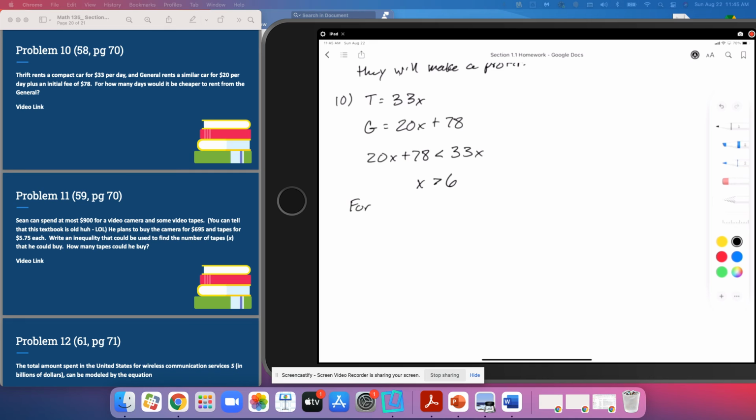So for 6 or more days of renting the car, the General is cheaper. And again, for any less than 6 days, folks, you are going to want to go with Thrift.